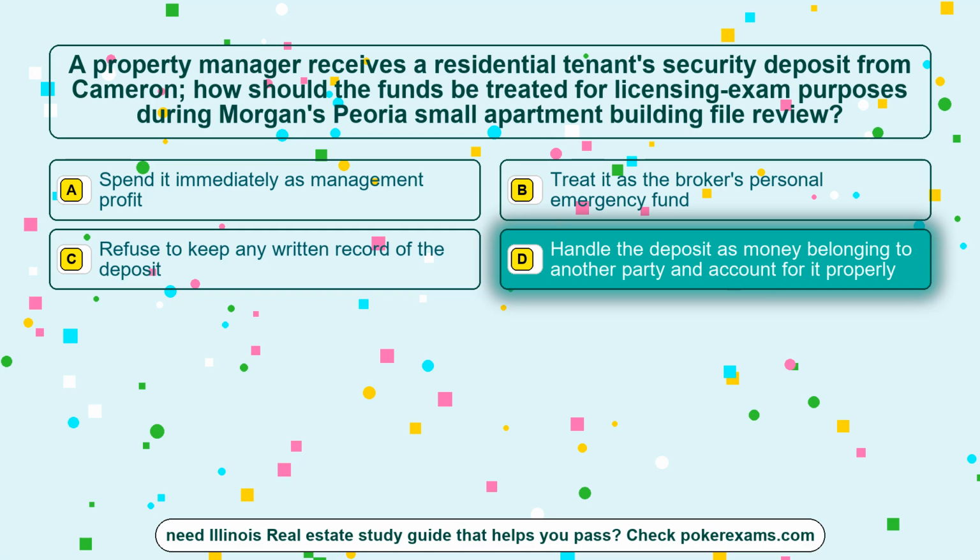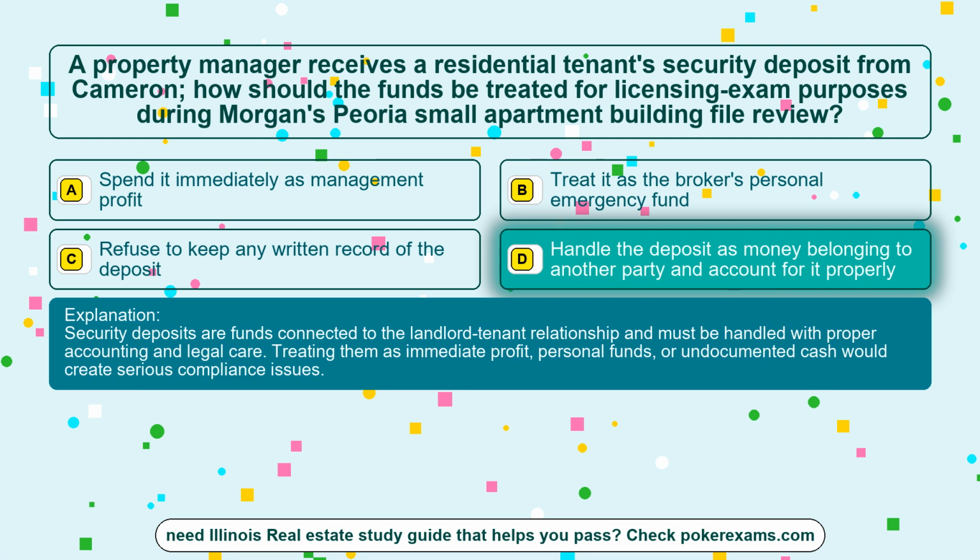The correct answer is option D. Handle the deposit as money belonging to another party and account for it properly. Security deposits are funds connected to the landlord-tenant relationship and must be handled with proper accounting and legal care. Treating them as immediate profit, personal funds, or undocumented cash would create serious compliance issues.